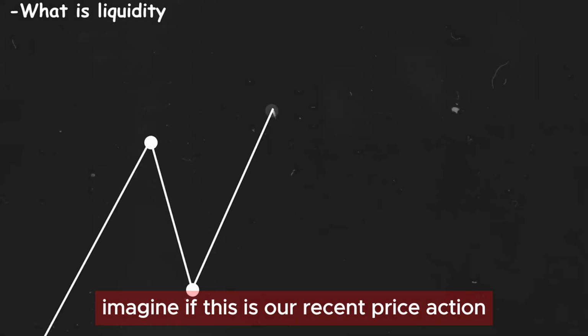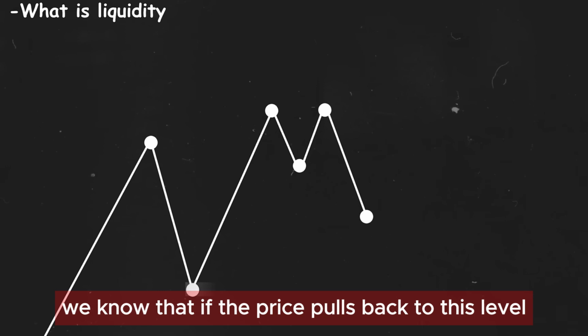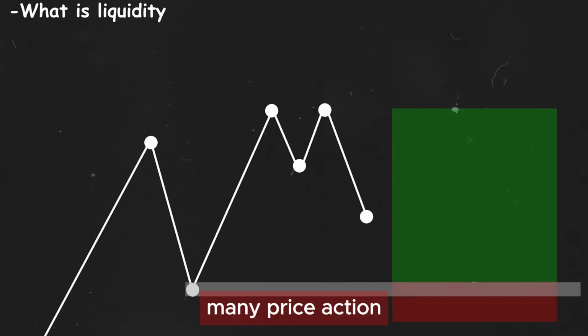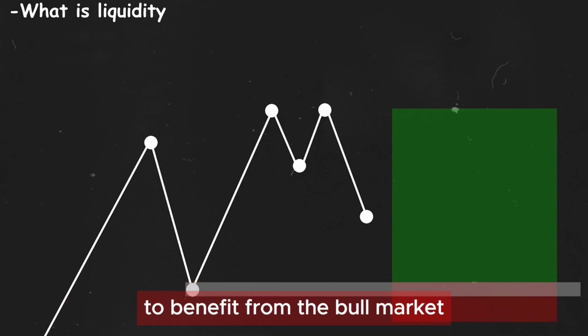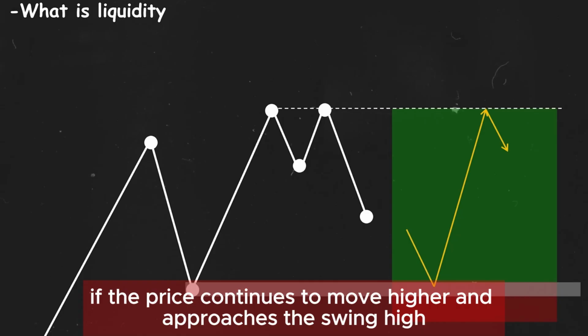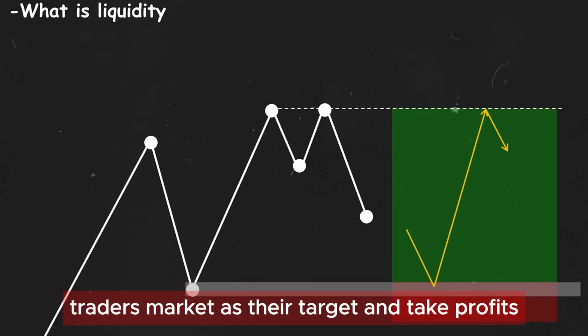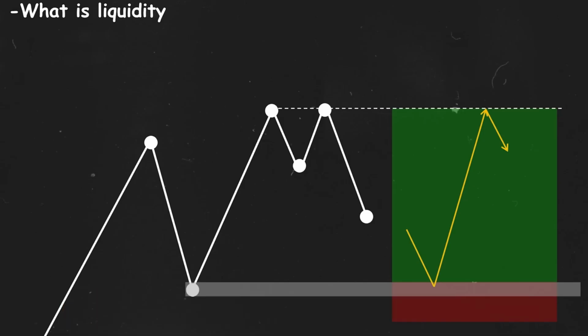Imagine this is our recent price action. We know that if the price pulls back to this level, many price action traders will go long and put their stop losses below this level to benefit from the bull market. If the price continues to move higher and approaches the swing high, traders mark it as their target and take profits or even go short at the resistance area.